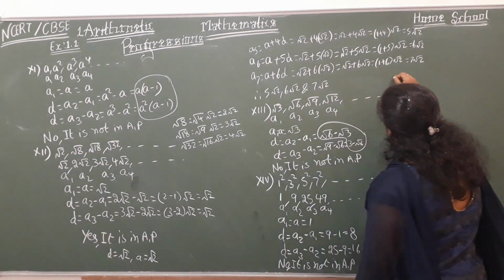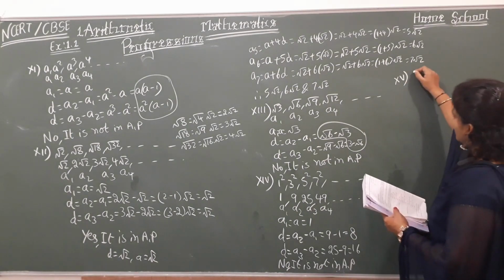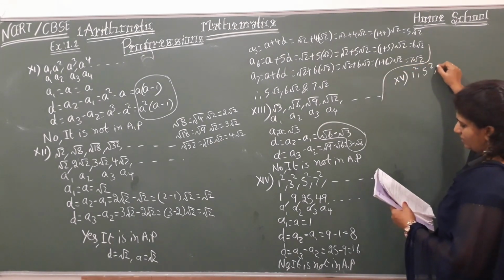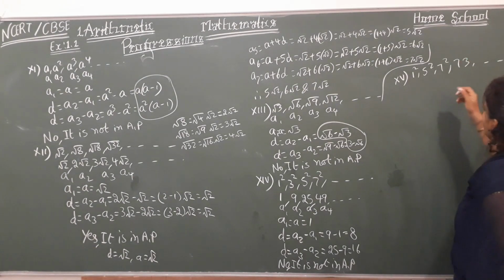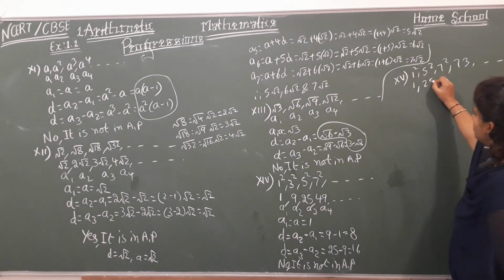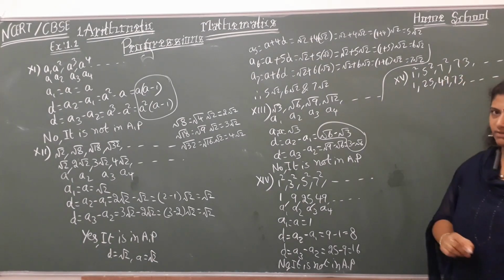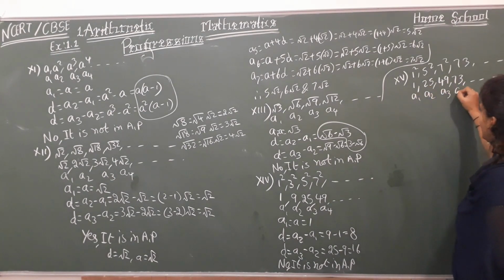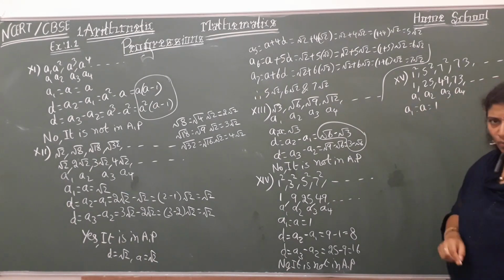So last and final problem in this exercise. What is the last problem here? 1 square, 5 square, 7 square, comma 73. Okay. So again, just simplify this one. 1 ones are 1, 5 fives are 25, 7 sevens are 49, 73, and so on. Now we are comfortable now children. So write this A1, A2, A3, A4. Okay. First term A1 is equal to A is equal to 1.